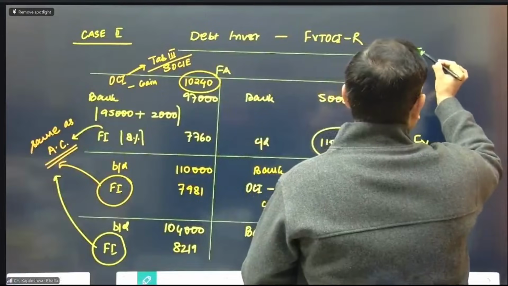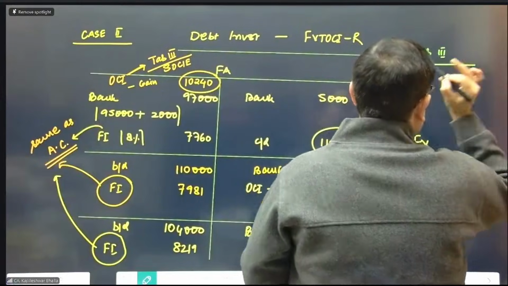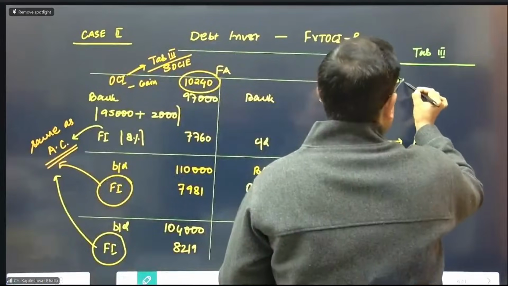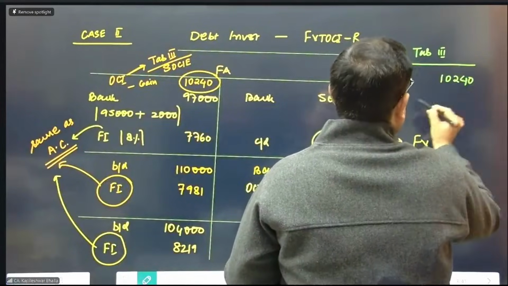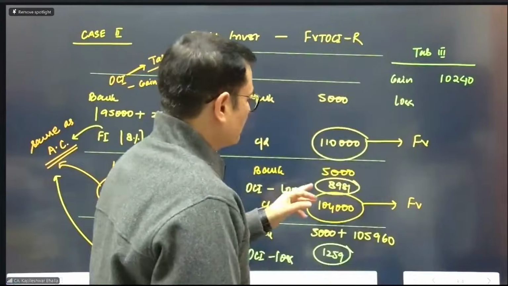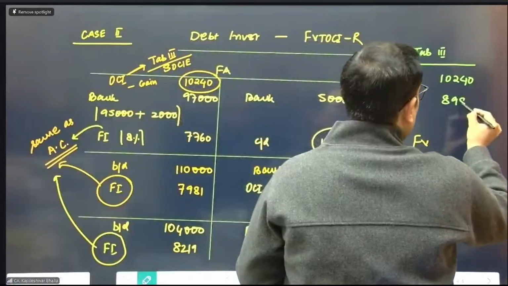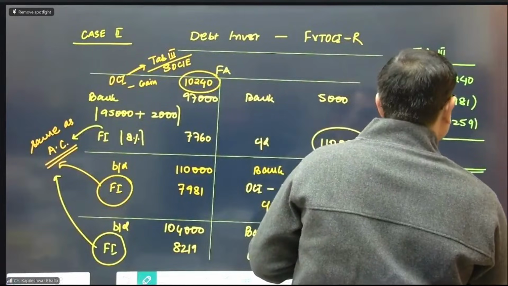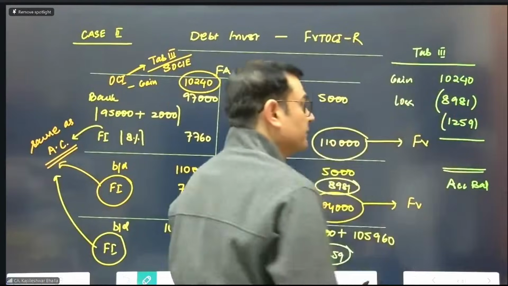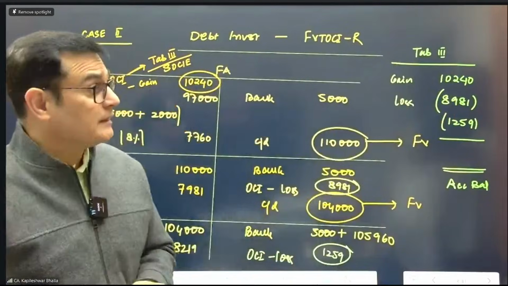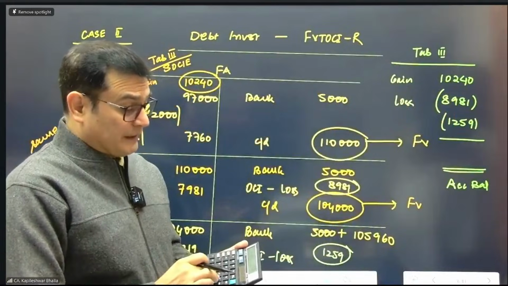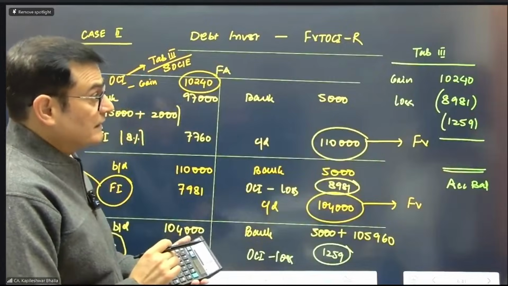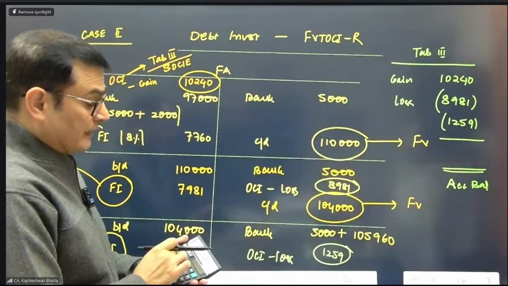If you look at the status of the amount in tab number 3, in the first year, we put a gain to the extent of 10,240. And in the second and the third year, we've taken a loss to the extent of 8981, and we've taken a loss of 1259. See what is the accumulated balance in tab 3. So 10,240 minus 8981 minus 1259.